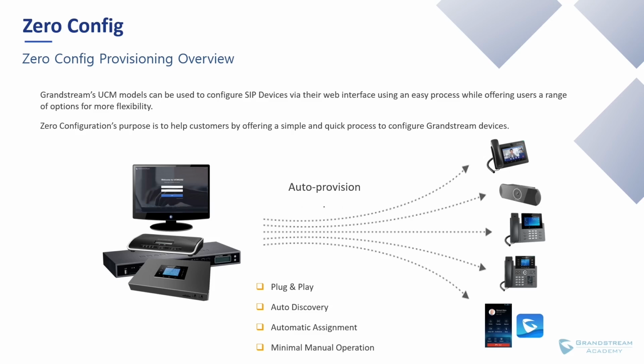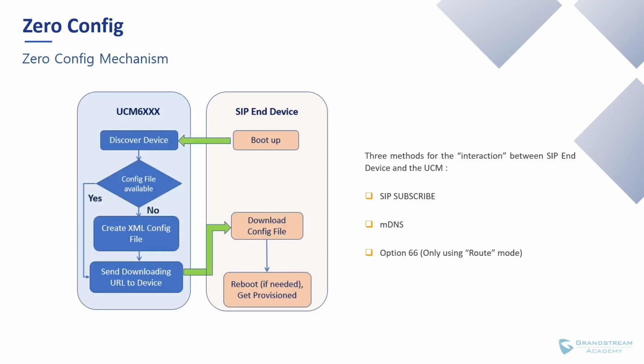To provision a phone, 3 steps are involved: discovery, assignment, and provisioning. Basically, the UCM will create an XML configuration file of the detected and assigned Grandstream device and accomplishes the configurations on the device after the provisioning. We're going to go into details in the next slides about the steps involved in zero config provisioning. This is basically the mechanism of zero config.